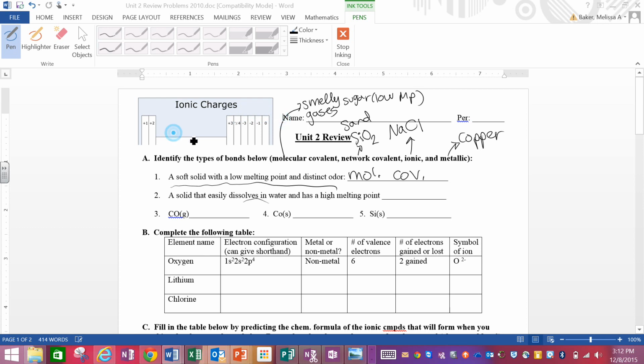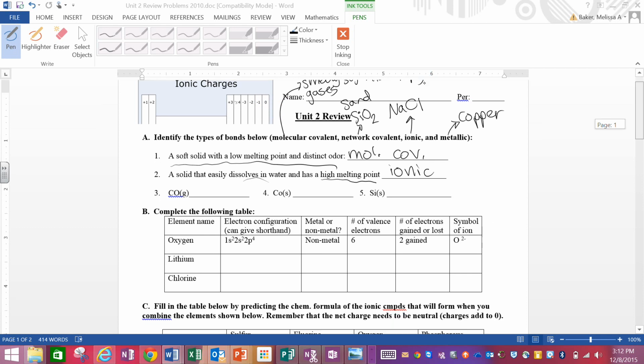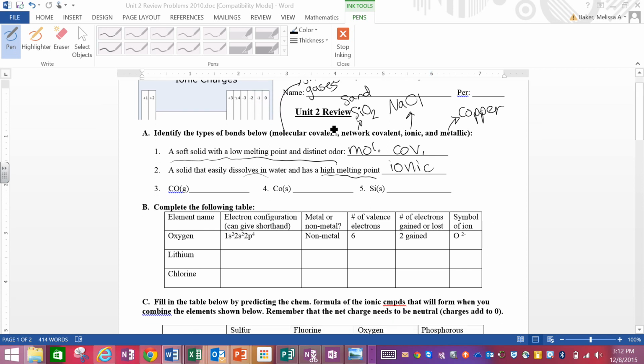Number two, which of these easily dissolves in water? Well, sugar does, but it has a low melting point, and this one says it also has a high melting point. So this must be ionic. I always say you don't put salt on your French fries and see it turn into a liquid. Okay? Number three, it's a gas. So automatically we can think of molecular covalent.